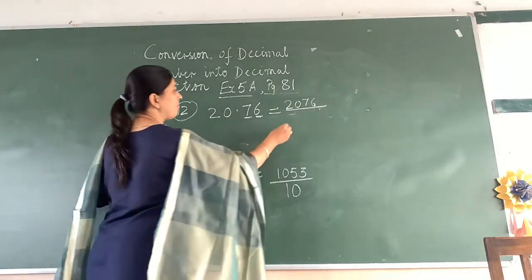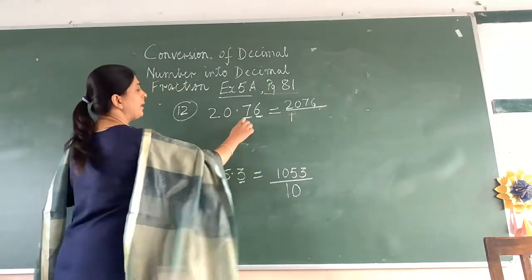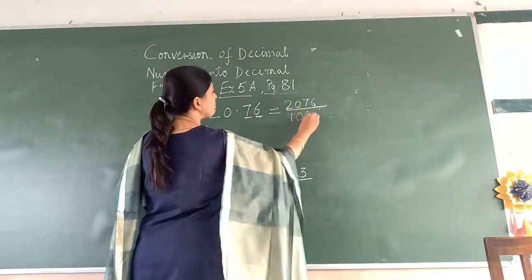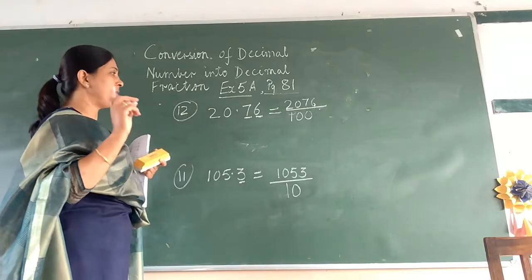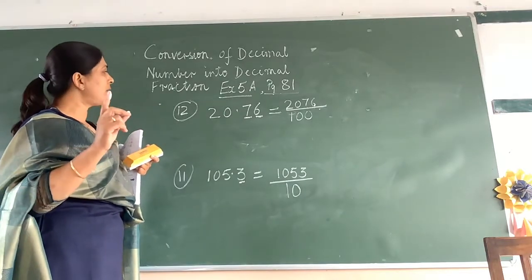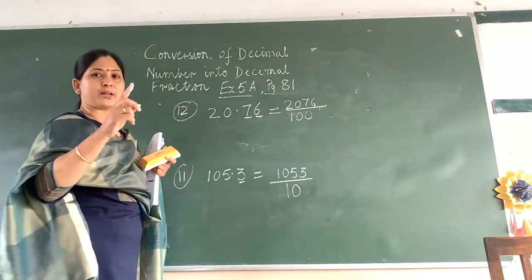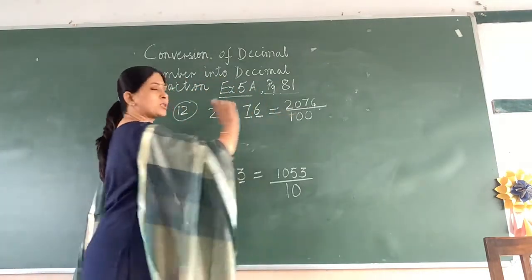So our denominator will contain 1. And how many zeros? There are 2 digits after the decimal point, so 2 zeros. So 2076 over 100. We have converted this decimal number into a decimal fraction. Our answer is 2076 over 100.